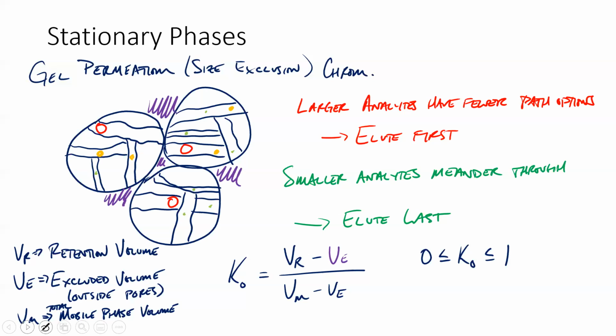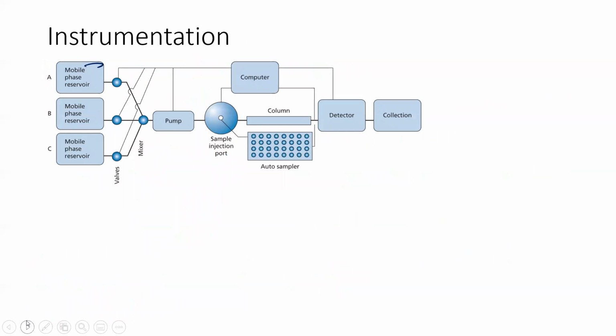Okay. All right. So on to the instrumentation. When we talk about liquid chromatography, that's the title of this chapter, almost always we're going to talk about high performance or high pressure liquid chromatography, right? HPLC. Because that's almost exclusively what's used in real labs for analytical work.